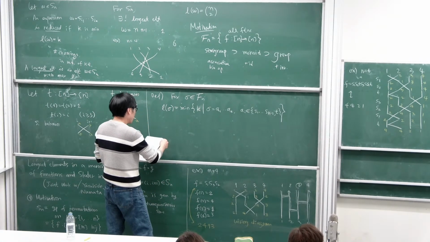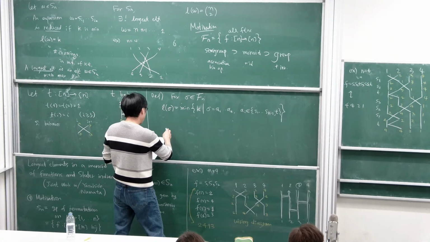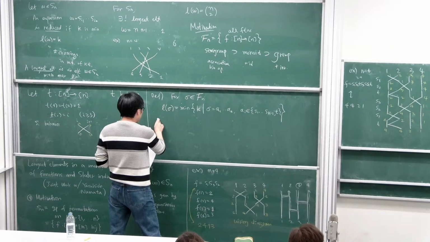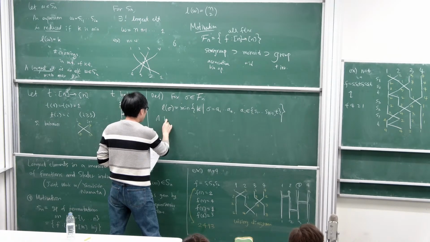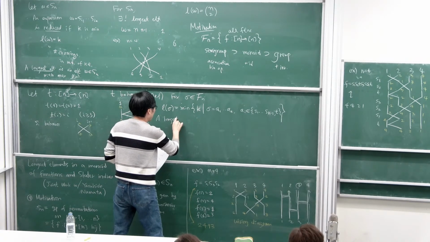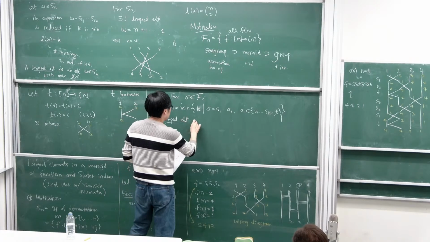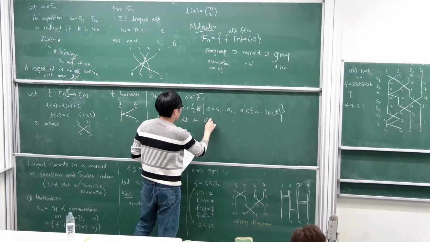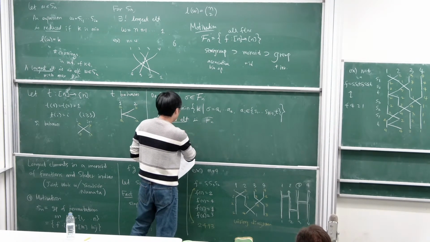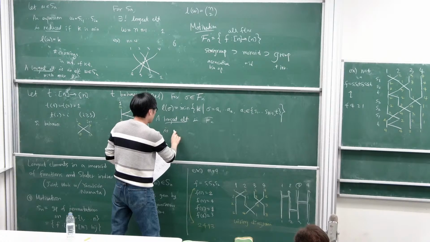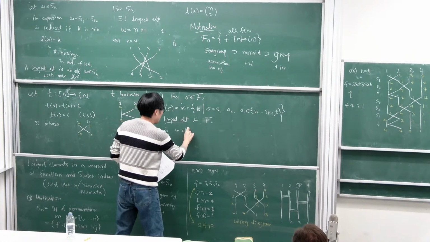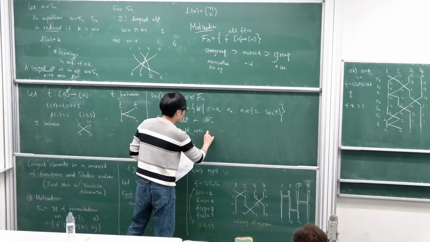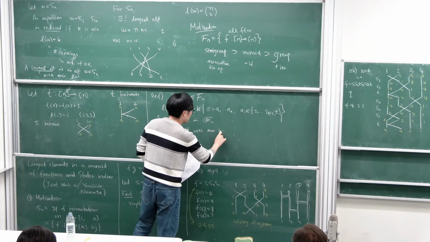Okay. And again, we're going to define the longest element. A longest element sigma in F is, of course, an element with the maximum, largest length.